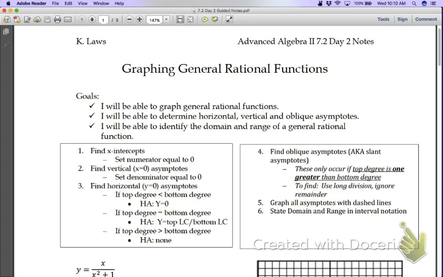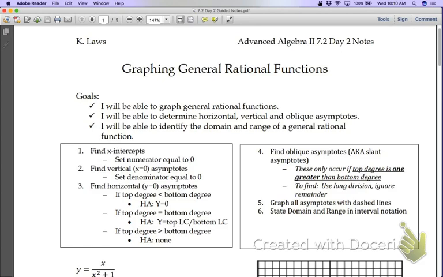From there, what you want to do is find the vertical asymptote. So you're going to set the denominator equal to 0. Regardless of which type you have, you set the numerator equal to 0 and then the denominator equal to 0. That will find your x-intercept and your vertical asymptote. From there, it's a case-by-case basis as far as what type of rational function you're dealing with.